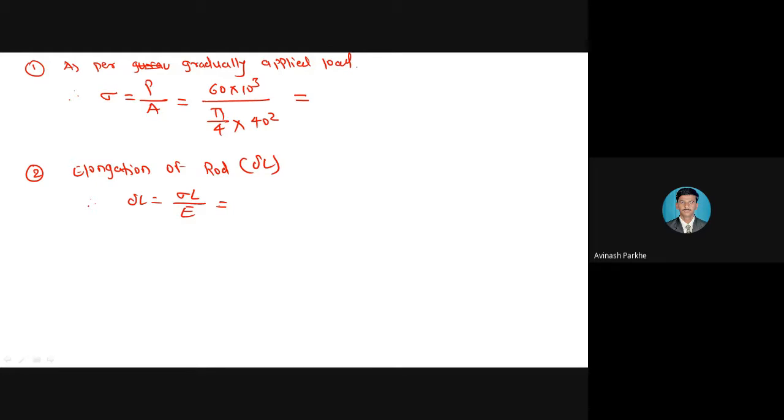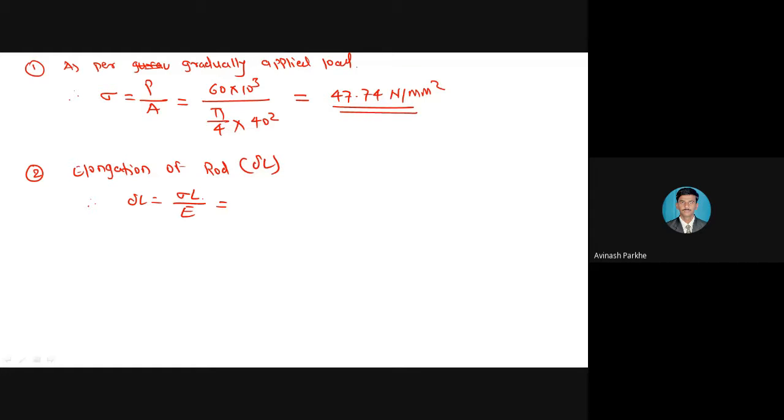Yes, stress is 47.74. Yes, correct. 47.74 Newton per mm square. Please check your answers, those who are solving. 47.74 Newton per mm square. This is the stress induced in the bar due to the gradually applied load. Now find the elongation of rod.